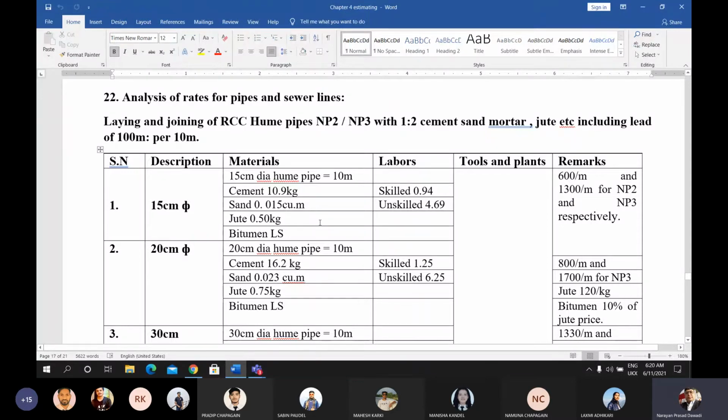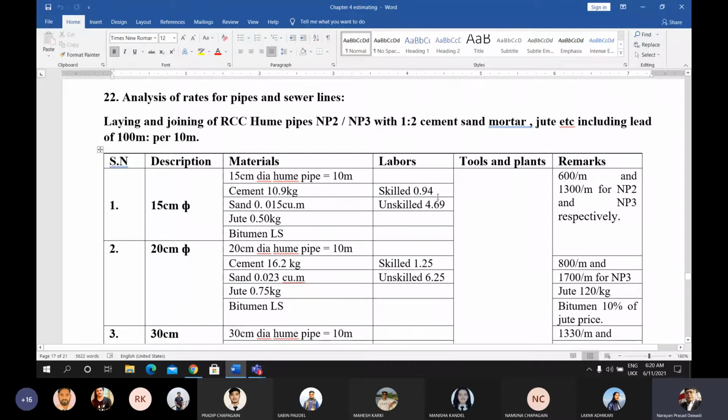These pipes are very heavy, and that's why the number of unskilled manpower is more for lifting and placing, for the laying of the pipes, because this is not a simple pipe like a polythene pipe or a GI pipe. It is a heavy pipe, so it can be lifted by using a number of unskilled manpower, and we have to provide some lifting mechanism.